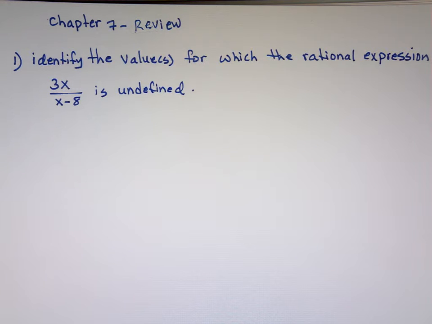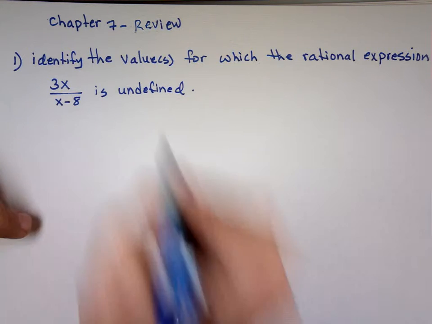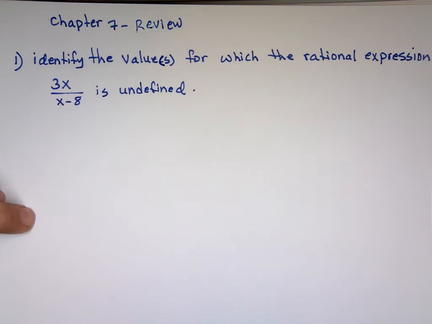Okay, let's do a practice on chapter 7, like a review, practice quiz. The first question: identify the value or values, it might be more than one, for which the rational expression 3x over x minus 8 is undefined. Let's see if you remember that.